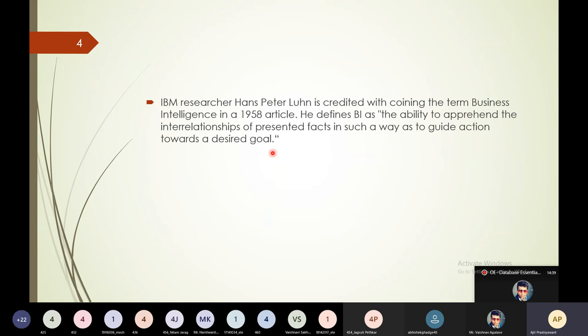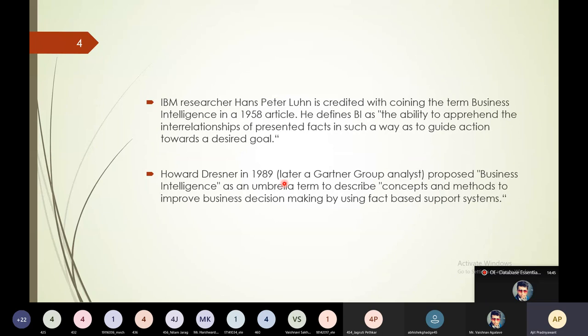Next is Howard. In 1989, he proposed business intelligence as an umbrella term to describe concepts and methods to improve business decision making by using fact-based support systems. They have defined business intelligence as an umbrella. Inside this umbrella, the concepts, methods, and technologies are all used to improve business decision making by using the fact-based support system. This fact-based support system will consist of a large amount of data, and from that data, meaningful information is retrieved, which will help us to take the business decision.